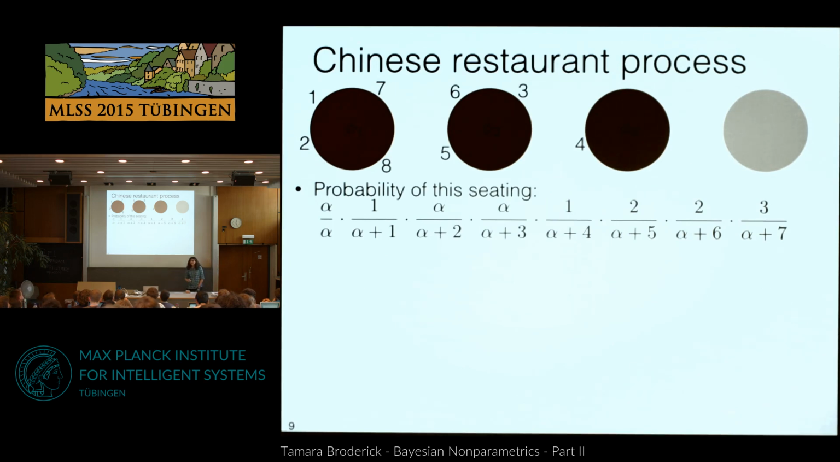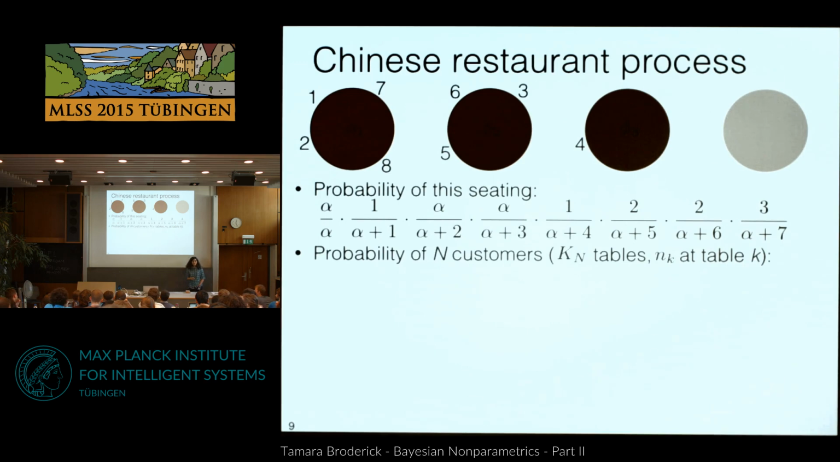Okay, so let's very quickly see if we can find a general formula for the probability of a seating of this form. In particular, let's suppose that I have n customers that have walked into my restaurant, a total of capital N customers. There are k sub n tables by the end of those n customers. They've formed k sub n tables. And let's say that there are nk people at the very end at table k. What is the denominator going to look like?